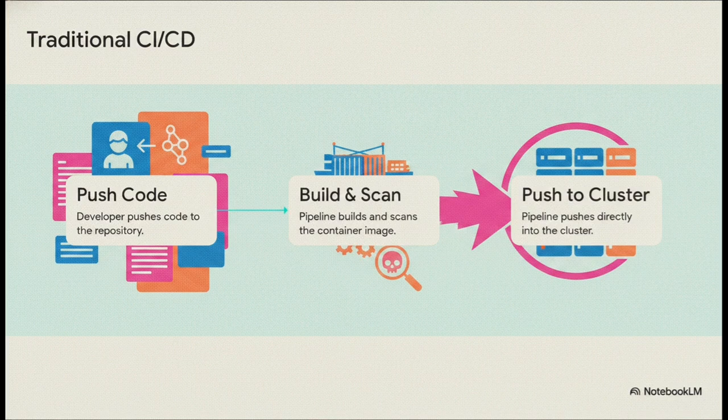Step 2, a continuous integration pipeline kicks in, installs dependencies, builds a container image, and scans it for vulnerabilities. So far, so good. But then we hit step 3. That pipeline takes your shiny new image and literally pushes it directly into the cluster to deploy the changes. The pipeline reaches from the outside straight into your production environment.